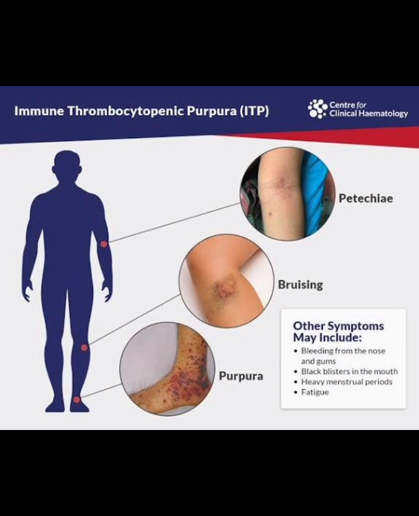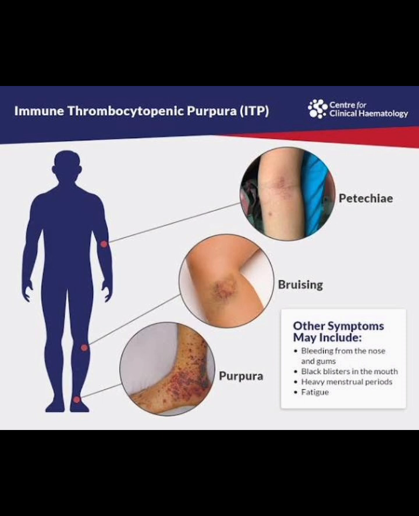Other symptoms include bleeding from the nose and the gums, black blisters in the mouth. There are heavy menstrual periods and fatigue. And the child is active. In ITP, there's a history of upper respiratory tract infections like 1 week or 2 weeks back.